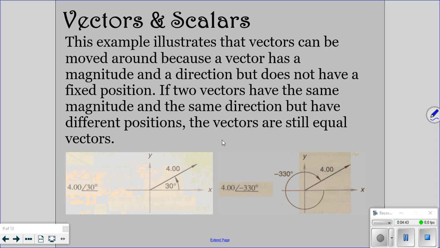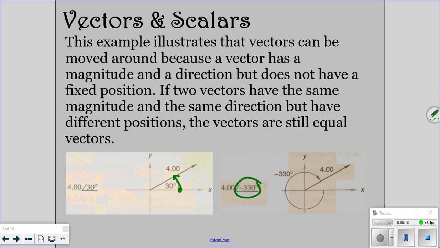So if you have taken me for math before, then this is all familiar. If not, then this is a new concept, so you'll have to really pay attention. You always measure your angle from the positive x-axis, and then we're going to go around this direction. And they tell us that's a 30-degree angle. The way you write your vector is 4.00 and then at 30 degrees.